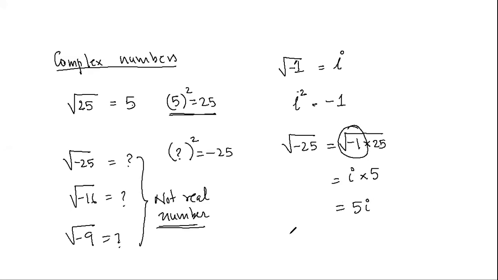Now let's reverse and see. If I square 5i, what answer do I get? 5 square will give you 25. i square is minus 1. So you get minus 25 as the answer. Is that clear to you? So this i is known as the imaginary unit.